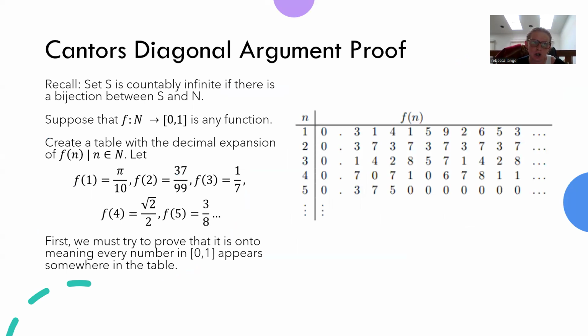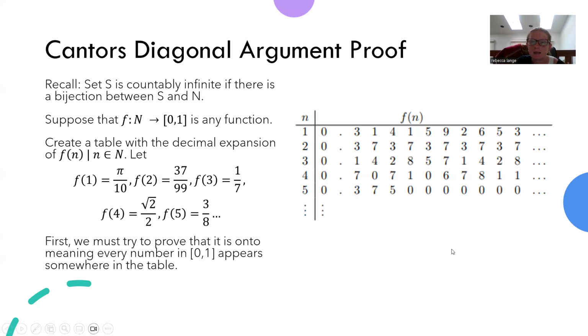To start, recall that the definition of countability is that you can have a bijection from whatever set you're using, we're calling it S in this case, to the natural numbers. So we are supposing that the real numbers, even the real numbers on this interval, are countable, and that there is this bijection from the natural numbers to the real numbers in the interval. And then he creates a chart.